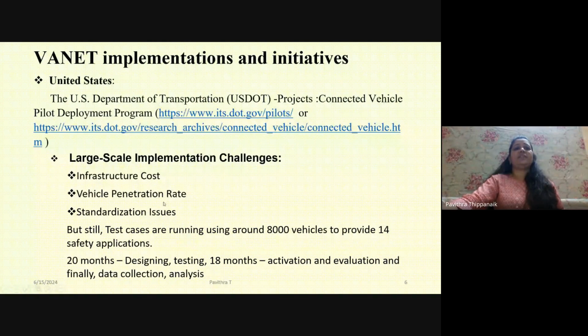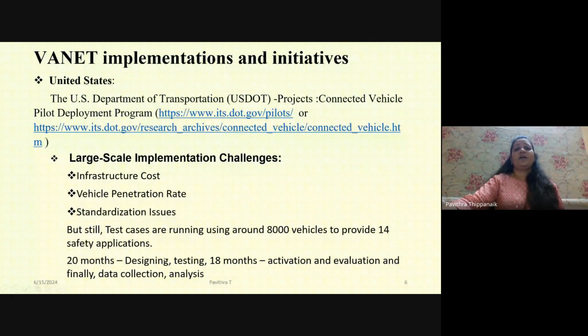Even after facing these challenges, the US has been able to deploy this project in 3 major cities in a phase-by-phase mode. I'm considering the case study of New York City. In New York City, they took 20 months for designing and testing. That is, what is the required infrastructure, what is the required OBU, and what is the standardization that we can use. And another 18 months they set for activation and evaluation of this project.